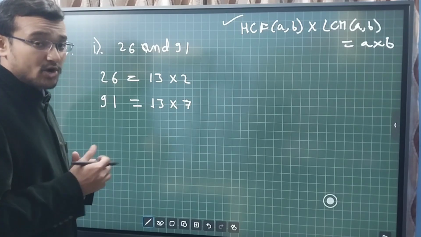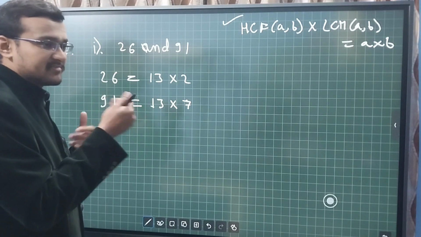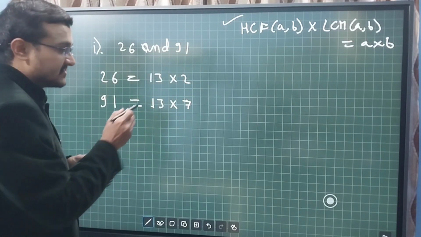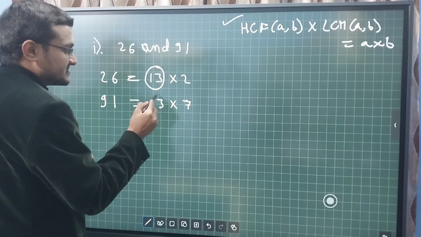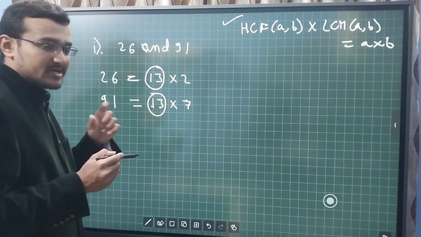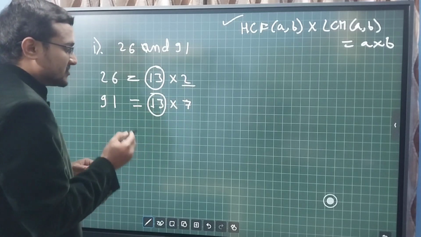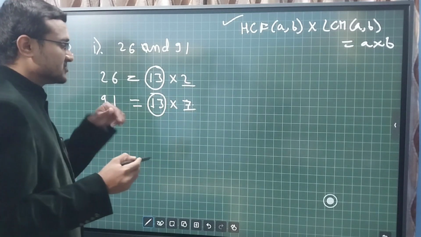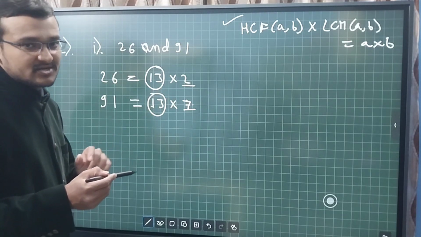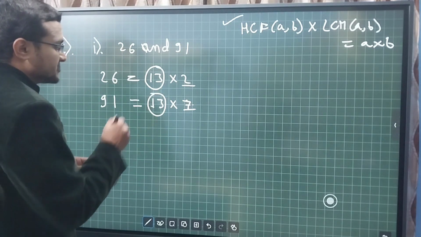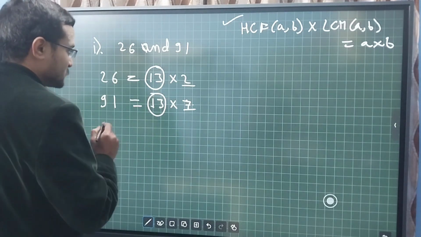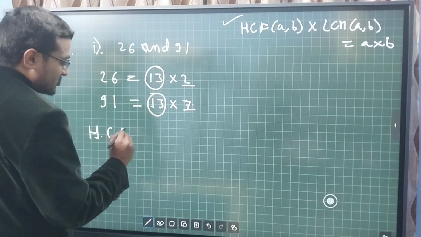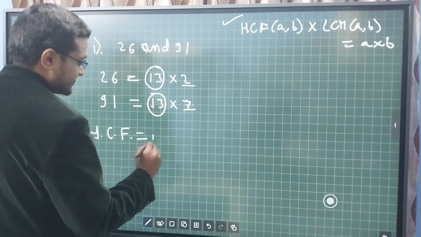Here you have to take the common factors and multiply them so that you get the highest common factor, that is HCF. Now 13 is there, here also 13 is there. So 13 you can take, but 2 you cannot take because in 91, 2 is not there, and 7 also you cannot take because in 26, 7 is not a prime factor. So the only common prime factor among these two numbers is 13.